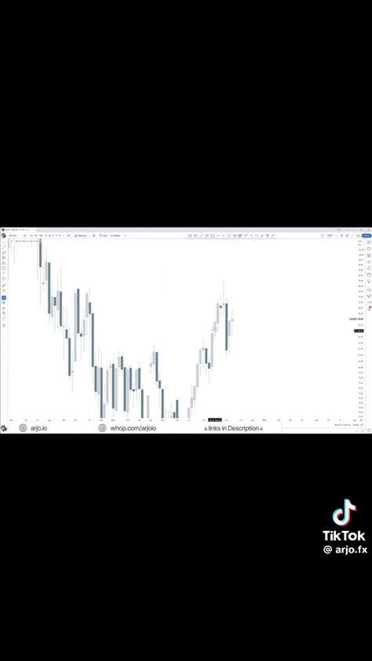Because I mentioned again in the fair value gap video itself that price can either continue higher off the first part right there of the first fair value gap.